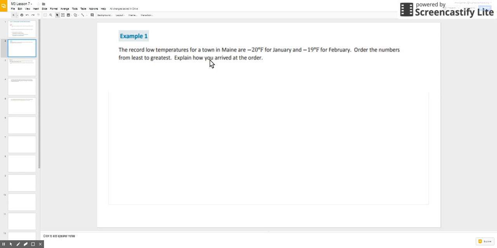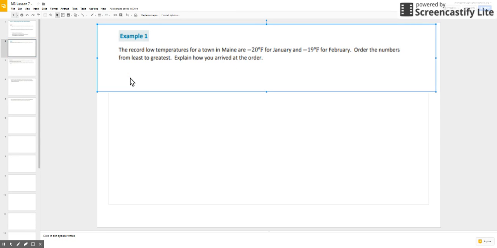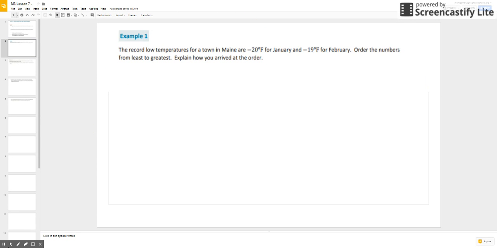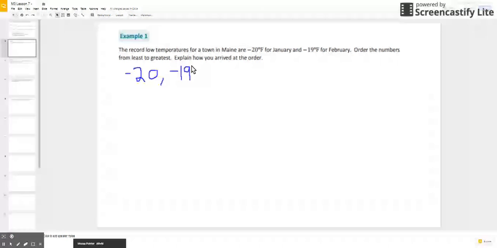The first thing we're going to do is order the numbers. If I'm going to order them from least to greatest, the smallest number is negative 20, and then negative 19. Remember, the smallest number comes first. Remember, when we're talking about negatives, they're opposites. So negative 20 is smaller than negative 19. Now it says, explain how you arrived at the order.